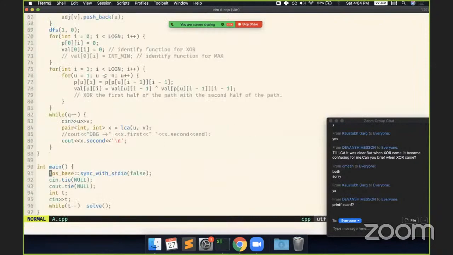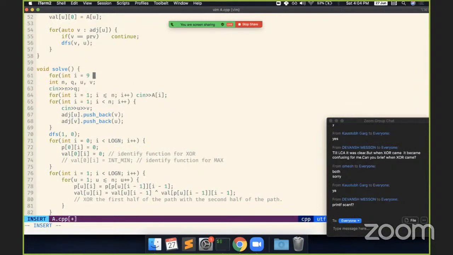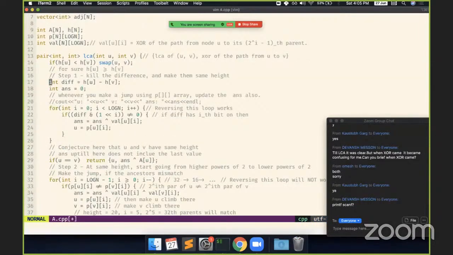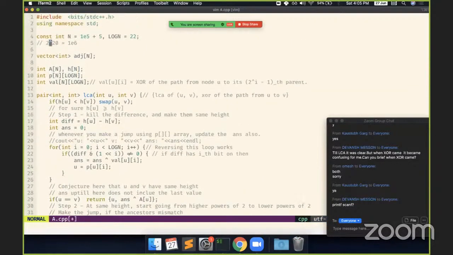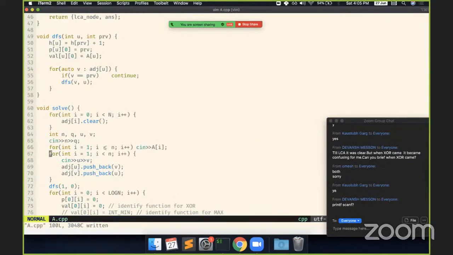Let's just see this again. T is being taken, then U and V are being taken. Oh, sorry. This was a lame bug. I'm not clearing the adjacency lists. I didn't check whether I'm clearing all the data structures or not. So I should clear the adjacency lists. And what else? What other global arrays do we have? We have P, H, val. These will all be overwritten correctly next time. But clearing the adjacency list was important, which we didn't do.